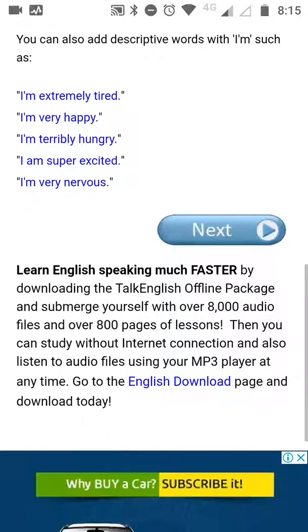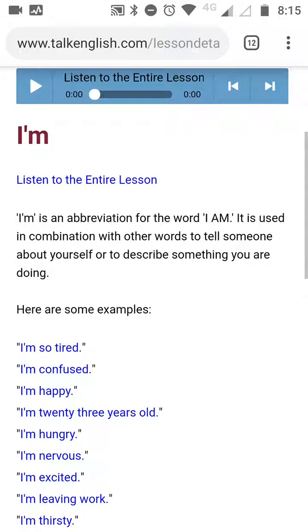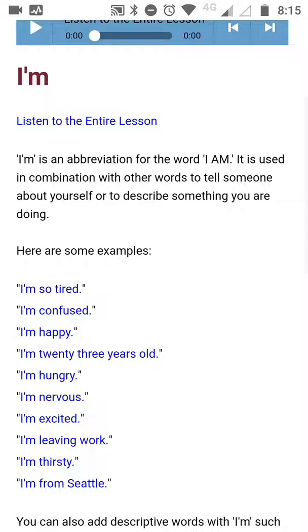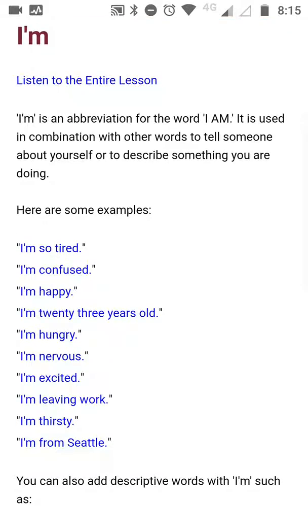I'm terribly hungry. So basically, I'm is short for I am, and this is just to inform someone about yourself and to describe what you're doing. That's as simple as that.